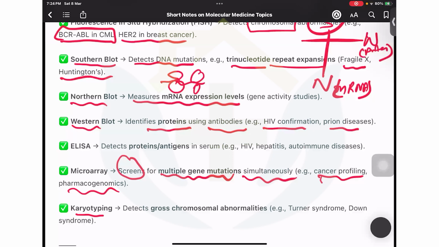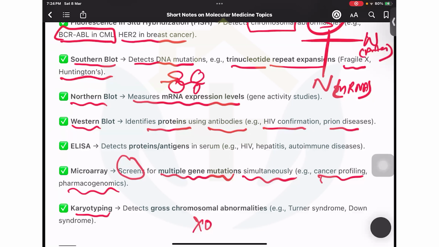Then is karyotyping. Karyotyping is a very beginner level diagnostic technique where you actually detect gross chromosomal abnormalities. For example, XO. So one X chromosome is absent. How do you do that? You don't need to do gene mapping here. You don't need to do microarraying here. You don't need to do ELISA here. All you need to do is karyotyping.